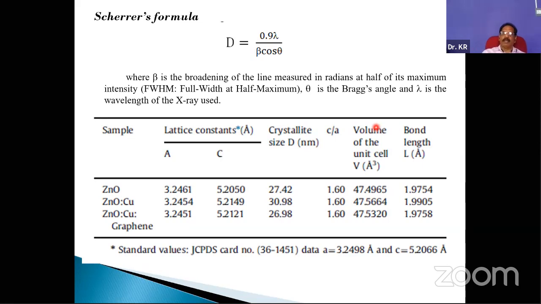But the chemical methods are very simple, though relatively a little lower in quality compared with the physical methods. Therefore, each method depends on the requirement. If you require a cost-effective or low-cost film for some applications, we can go for chemical methods. If you require very fine quality, exact films, then we have to go for physical methods. Therefore, it depends on the requirement.